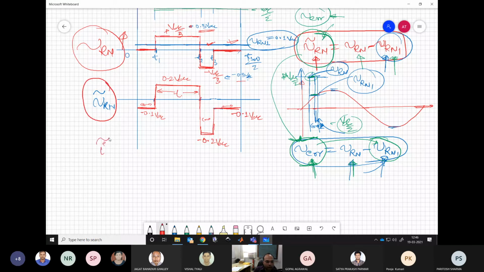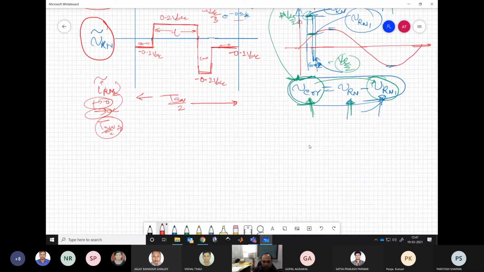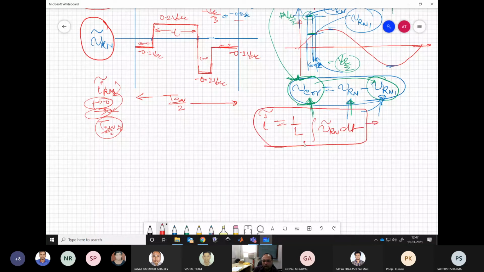and that's why the IRN final and initial values are both 0. IRN at 0 and IRN at TSW by 2, these two values are 0 at the end of the half of the subcycle. This is TSW by 2. Only one part of the carrier we have taken. Now we know that current ripple is nothing but the integration of the voltage ripple. Is it correct? This is what it is. Over the interval, whatever comes over there. The initial value is 0.